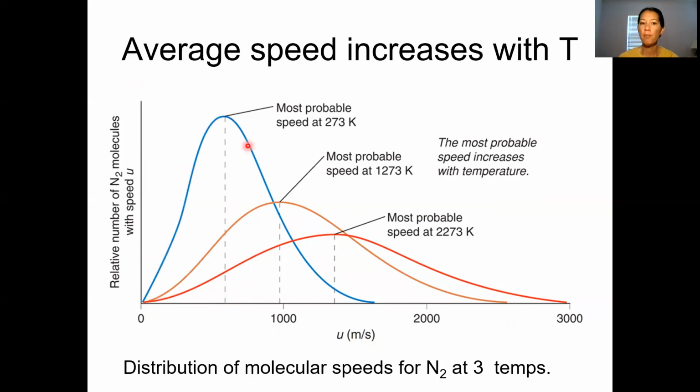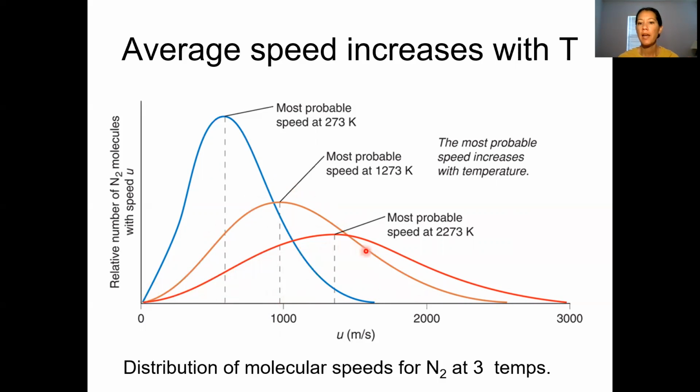Notice you do have a bell distribution here. If we increase the temperature 1,000 degrees, we get this brown curve, a greater distribution of speeds. Some can go really, really fast at this higher temperature, and the most probable speed is close to 1,000. So the main point here is as you increase the temperature, you increase the most probable speed, the average speed.